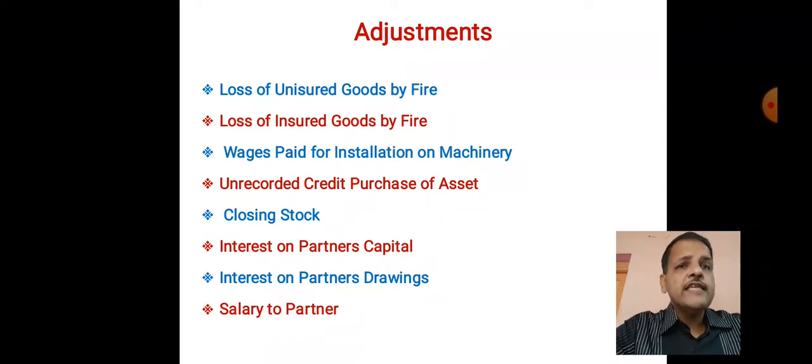Let us go towards next adjustment, that is interest on drawings. Now this interest on drawing adjustment is completely opposite to interest on partners capital. Which are the effects? First effect is that we have to show it or record it on credit side of profit and loss appropriation account. Second effect we have to give is we have to deduct it from capital or current account of that particular partner on liability side of balance sheet.